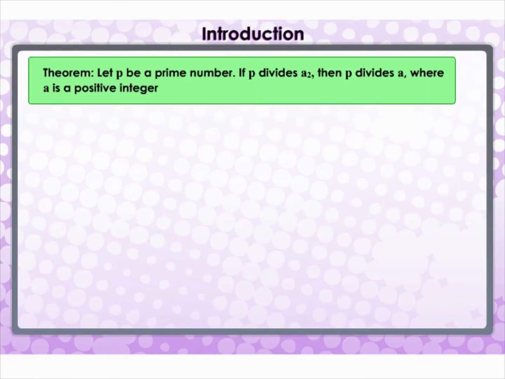Before we prove that root 2 is irrational, we need the following theorem, whose proof is based on the fundamental theorem of arithmetic.